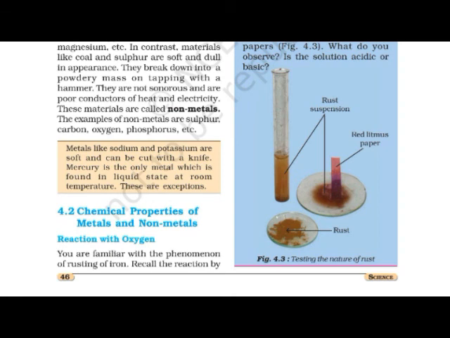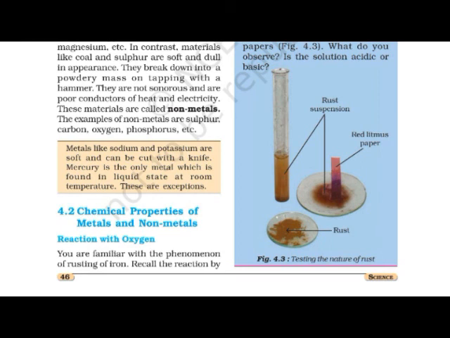Metals like sodium and potassium are soft and can be cut with a knife. A very interesting one: mercury is the only metal which is found in the liquid state at room temperature. It's a shocking one. Mercury is also a metal, but it is found in the liquid state; it's the only exception, the only metal found in the liquid state at room temperature. So, these are the exceptions to the properties of metals: sodium and potassium are soft and can be cut with a knife, and mercury is the only metal found in the liquid state at room temperature.